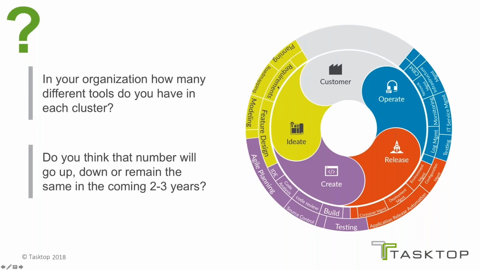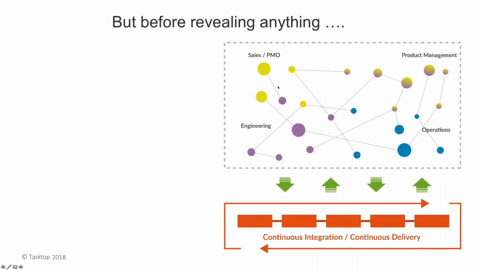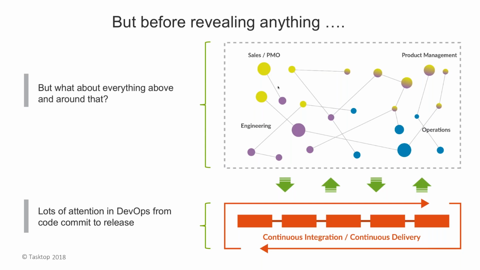So given that, I want to pose one more thought, and that is that lots of attention in the DevOps space is focused on code commit to release, in the CI/CD space. And in the CI/CD space, you can almost remove the human element and automate a tremendous amount. But what about everything up above? And what you'll see in the patterns that we've discovered really shows the importance of the equal value and focus on both the ideate and create quadrants, as well as the release.